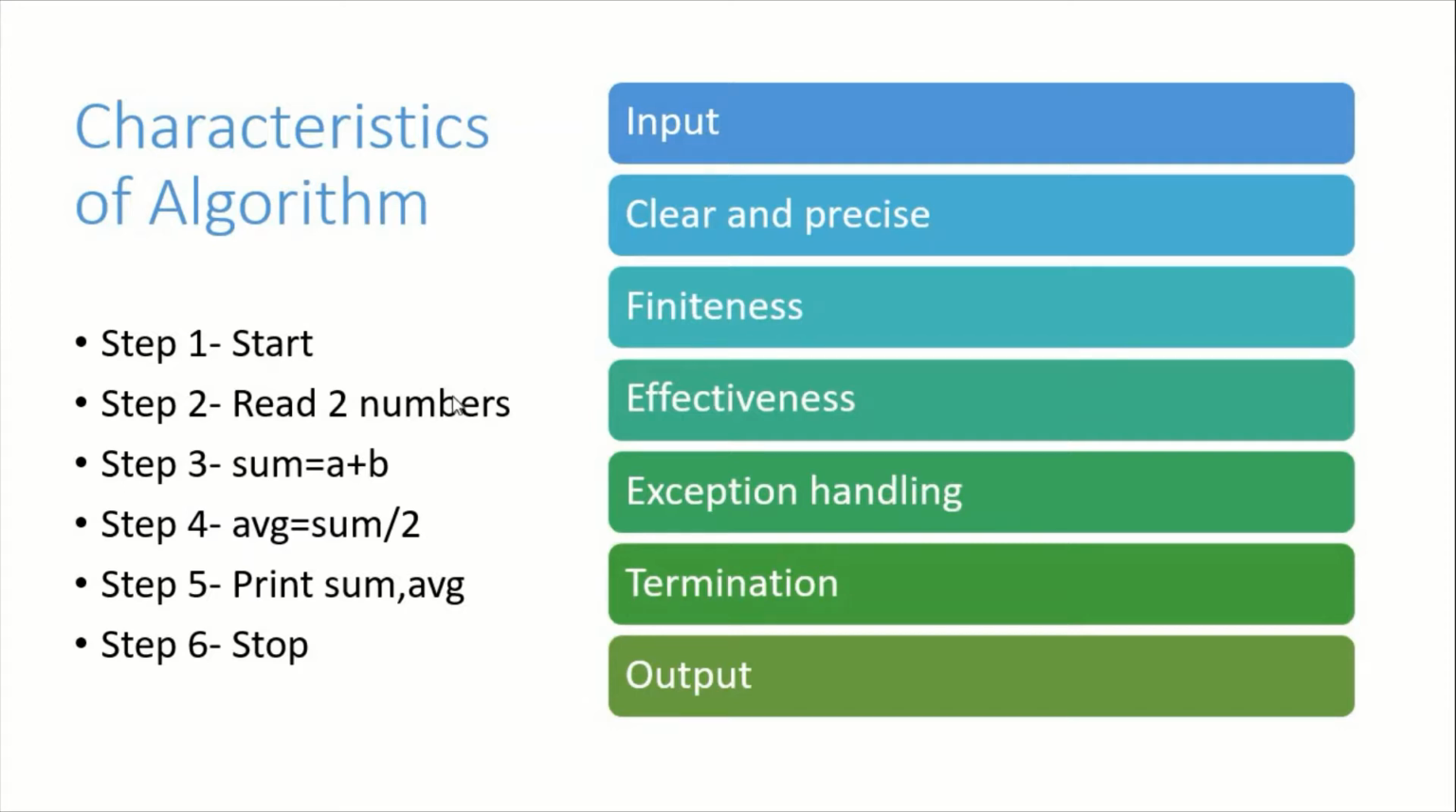The first characteristic of algorithm is input. That is, the algorithm should specify the input clearly, that is, what input is required. To perform any task, input is a must. Without input, we cannot generate any information or output.